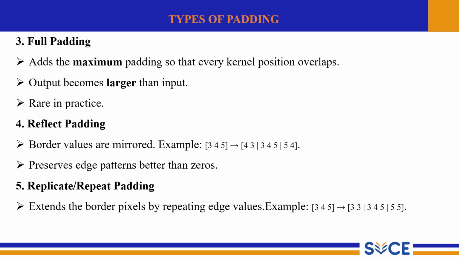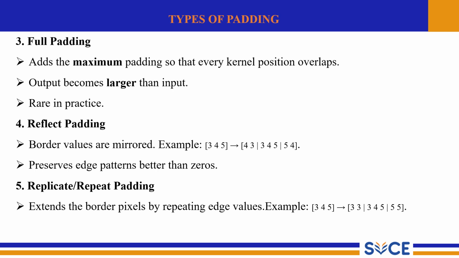Next one is reflect padding. In reflect padding, the border values of the input are mirrored to create the padding. For example, in a one dimensional array, 3, 4, 5 becomes 4, 3, 3, 4, 5, and then 5, 4 after padding. This method preserves edge patterns better than zero padding, making it useful when edge information is important.